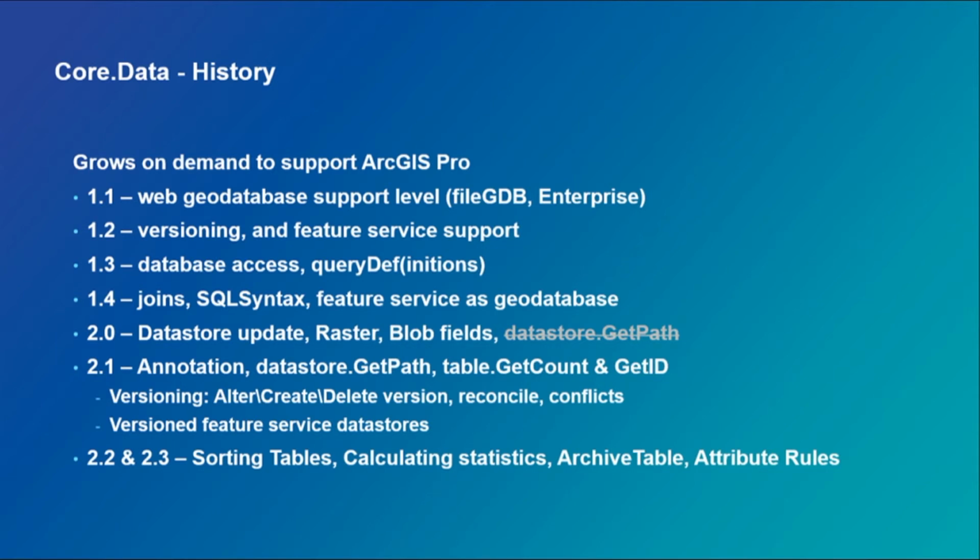Some of the more recent things we've done in the past year, since the last Dev Summit, we've had Pro 2.2 and Pro 2.3 ship. We've added support for sorting tables. We've added calculating statistics, providing access to archive tables, and also attribute roles, and one more that isn't listed on the slide, and that is plug-in data sources. So there is a longer talk tomorrow at 1 o'clock called Overview of the Geodatabase API, and that's in Mesquite G. I'm going to be going through this and more topics in greater detail than today. I'm allowed to plug myself, right? Okay, good.